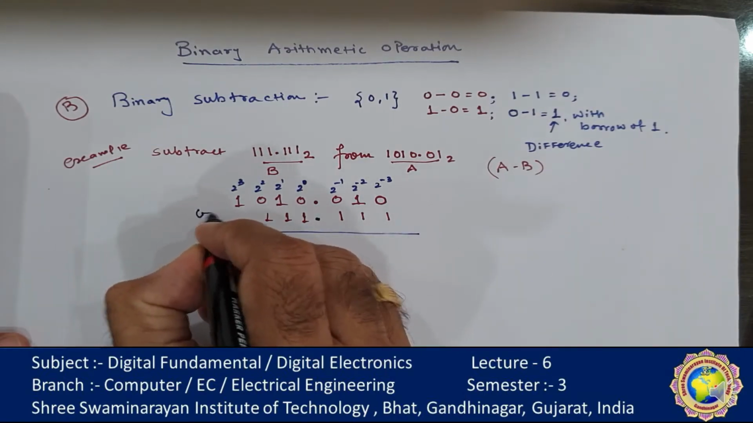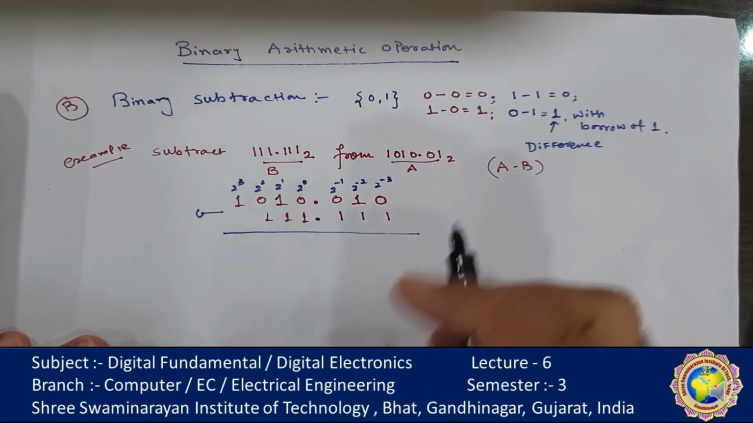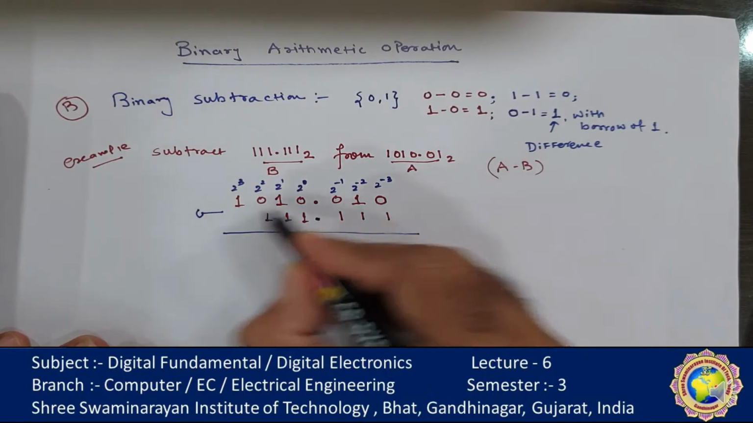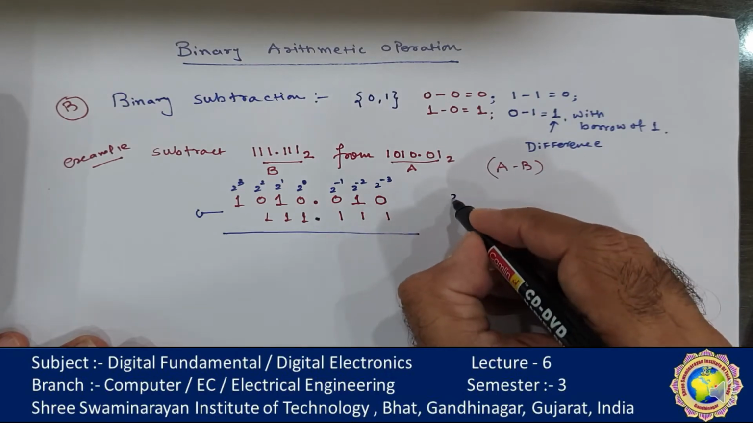Our aim is to perform the subtraction. So let us start from the right hand side towards the left hand side. First is the 2 raised to minus 3 column.